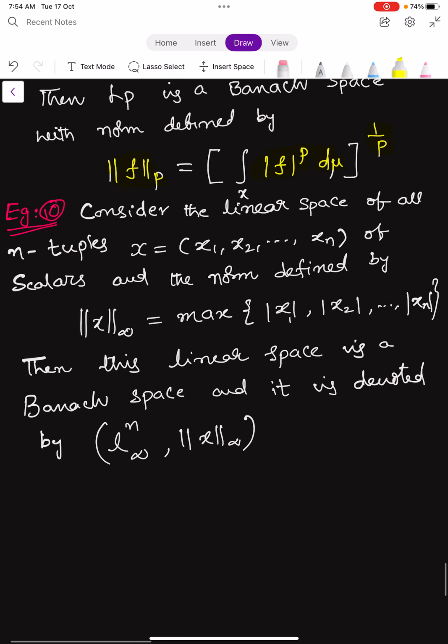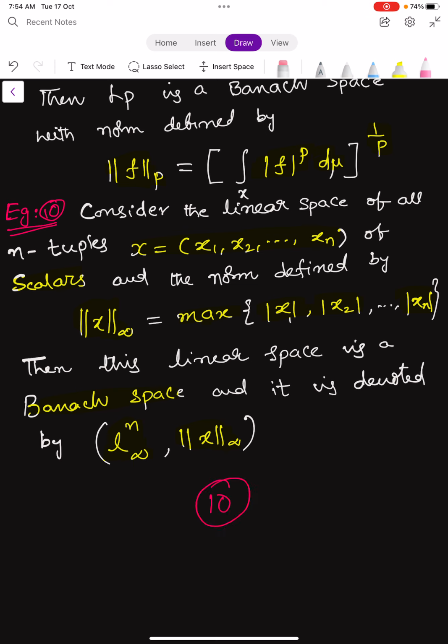In the last example, observe that we consider the linear space of all n-tuples x = (x1, x2, and so on, xn) of scalars, and the norm is defined by ||x||∞ = maximum of |x1|, |x2|, and so on, |xn|. Then this linear space is a Banach space and it is denoted by L∞^n, with the norm ||x||∞.